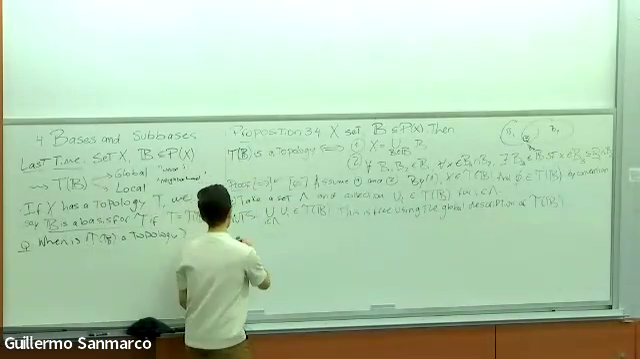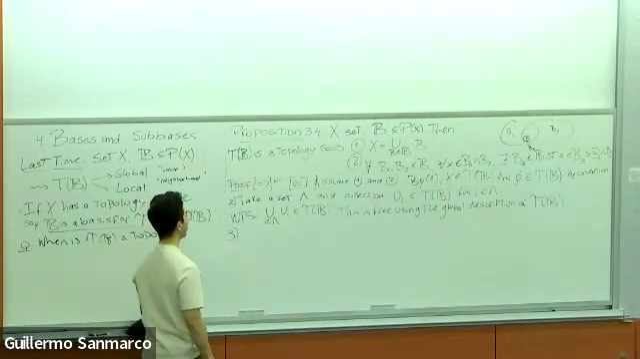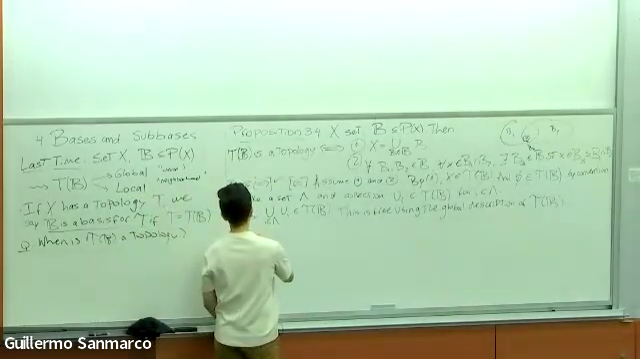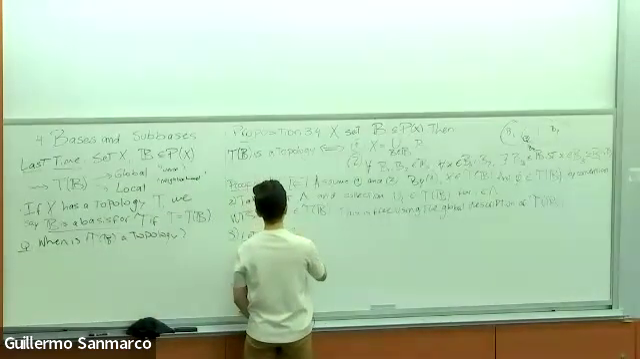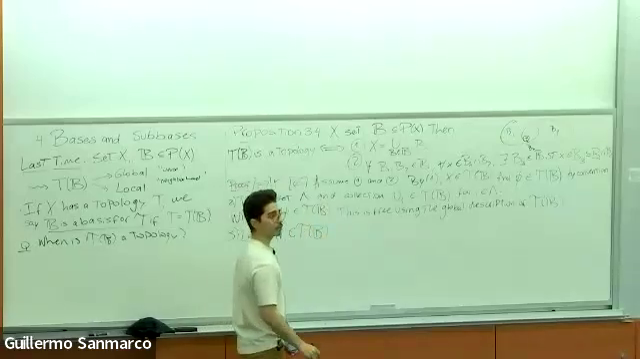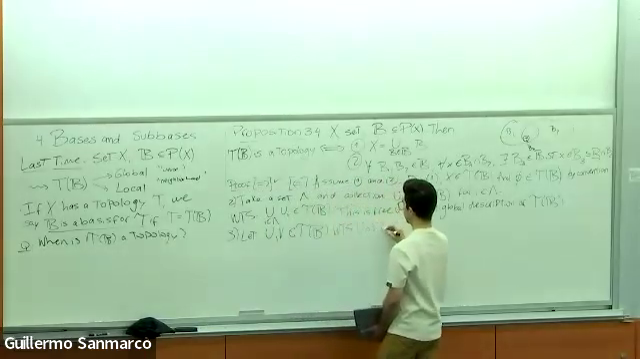And now for part 3, we need to verify the intersection axiom of a topology. So we need to take, let's call these guys U and V in T of B. And we want to show the intersection is also in T of B.